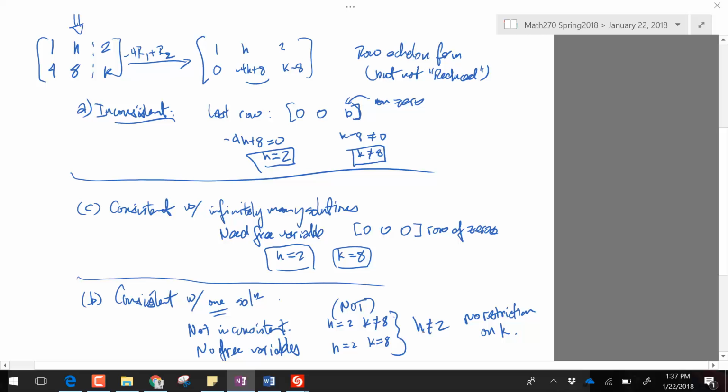Now, if h is not equal to 2, that means this element here is not equal to 0. So we will have a number there, and you can eventually turn that into a 1. And so it becomes a pivot. And then it doesn't matter what the augmented part is going to equal. As long as there's a 1 here that's a pivot, then that's going to give you a unique solution.